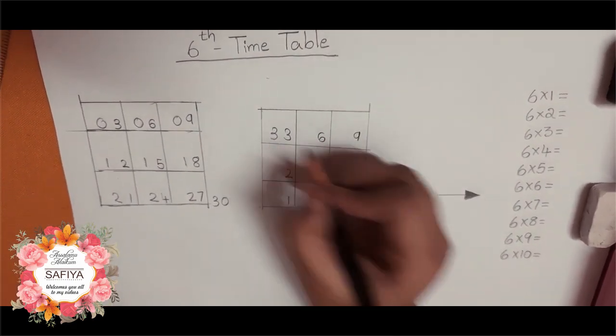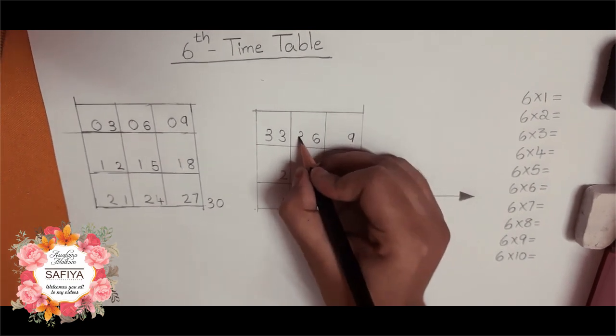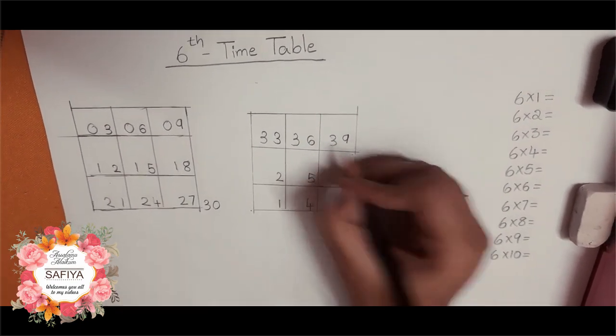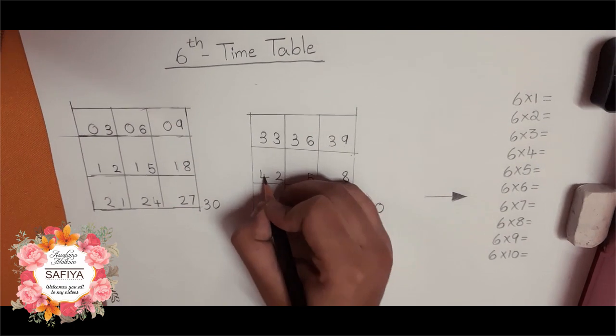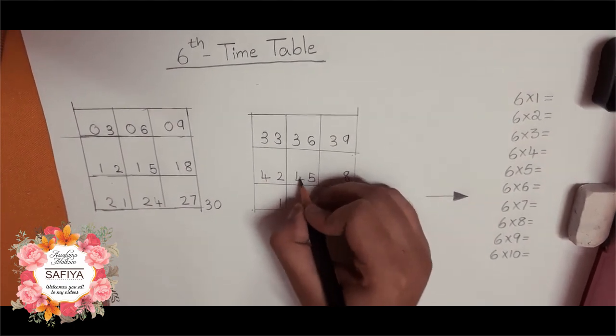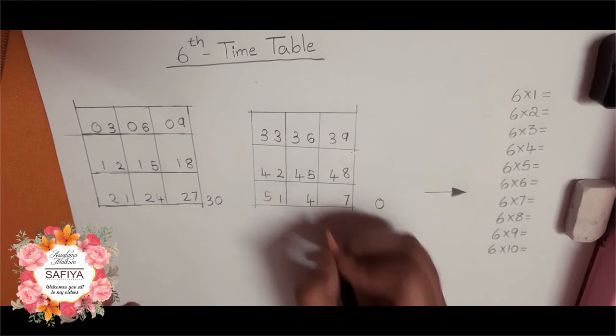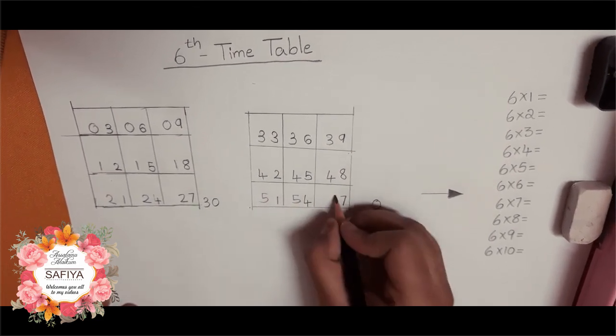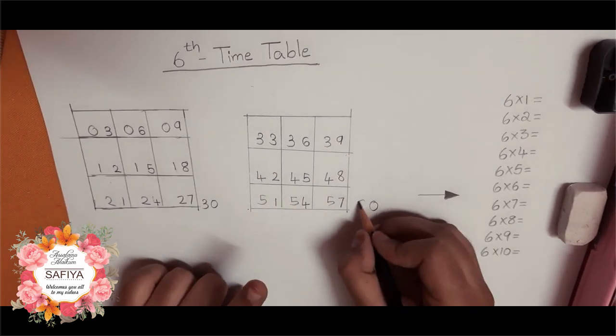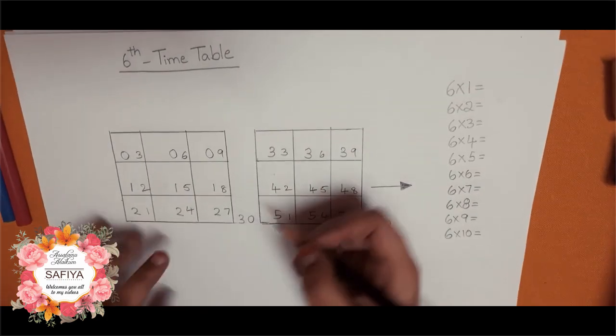3, continue 3 times. 4, continue 2 times. 5, continue 2 times. 5 after 6 na, so 6. Now draw the diamond shape.